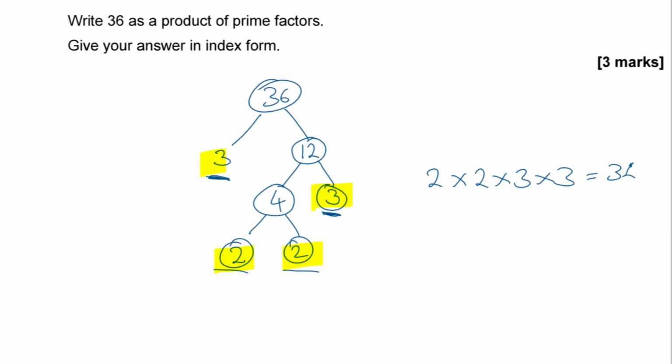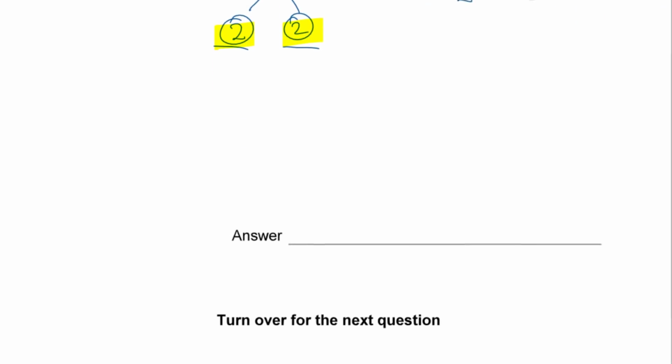Always worth double checking these. 2 times 2 is 4, times 3 is 12, times 3 is 36. Now it does actually ask us to do it in index form here, so we just need to write that in powers rather than as a sequence of multiplication. So 2 times 2 is 2 squared, and 3 times 3 is 3 squared. So our answer is 2 squared times 3 squared.